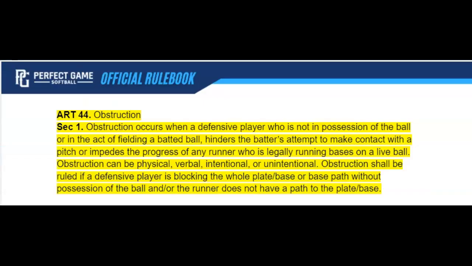Before diving into video examples, we first must understand what the obstruction rule is and what it says. Now, the Perfect Game softball official rulebook defines obstruction as such. Obstruction occurs when a defensive player who is not in possession of the ball, or in the act of fielding a batted ball, hinders the batter's attempt to make contact with a pitch, or impedes the progress of any runner who is legally running the bases on a live ball.